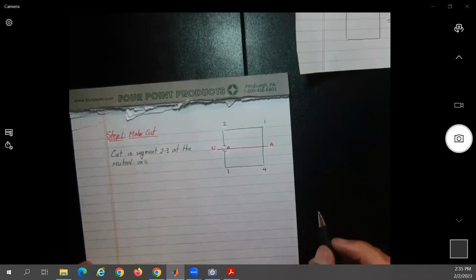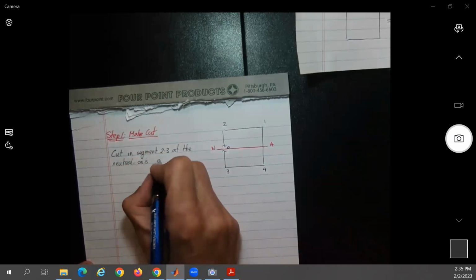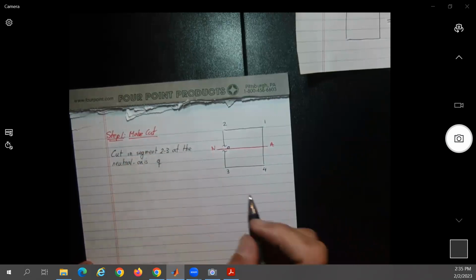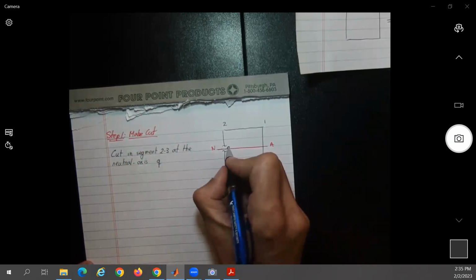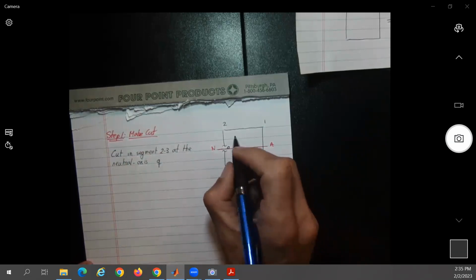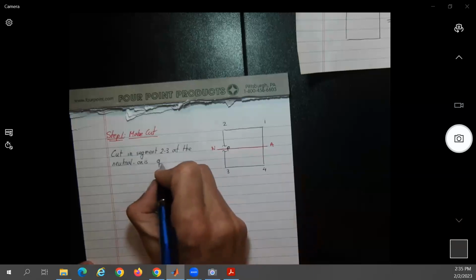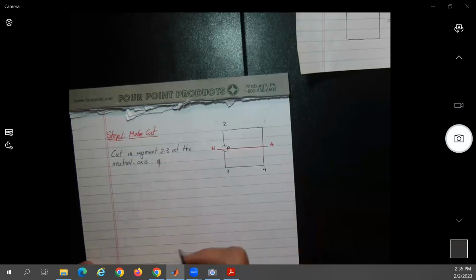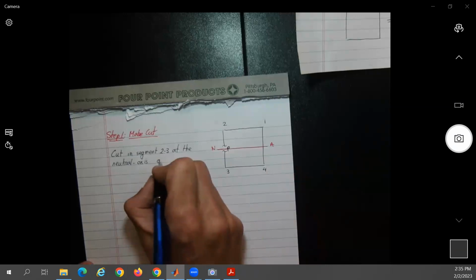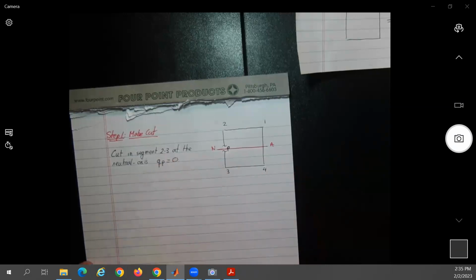Okay, so why do we start there? Because then what do we know at that point? Let's call it P. Because at that point, what do we have? Q of P will be 0, no? At the neutral axis. We make the cut over there.